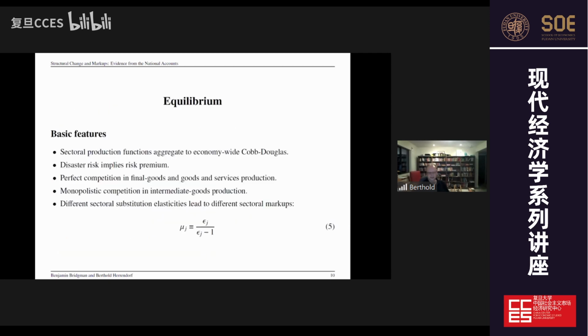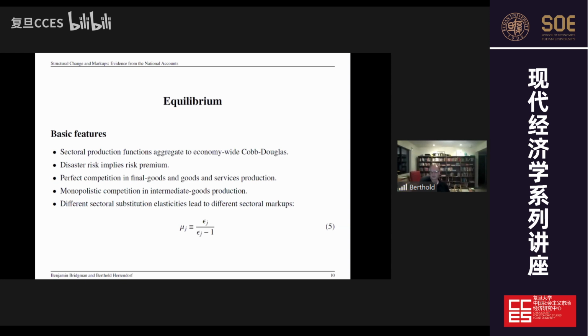And then the different substitution elasticities in J, equal to either goods or services, lead to different sectoral markups, and the markup turns out to be epsilon over epsilon minus 1. So keep in mind, epsilon is the substitution elasticity. It has to be a little larger than 1, because if it was smaller than 1, then the problem would not be well defined. Why?